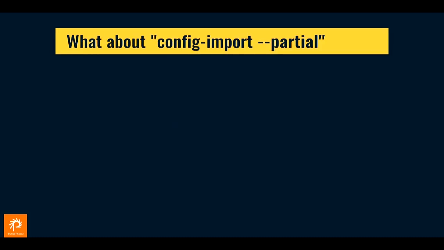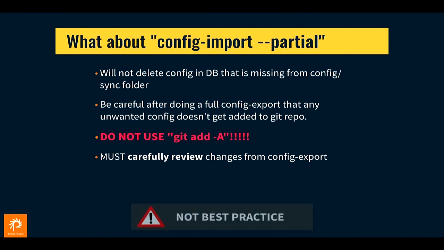So how do we solve some of these problems? The first thing that some people have tried is there's this option on config import called partial. What partial does, or rather what it doesn't do, is delete config. If it sees a missing YAML file for a field, but the field's in the database, it leaves the field in the database. It doesn't try to delete it. And so it doesn't complain if you have existing content. But what's the problem with that?